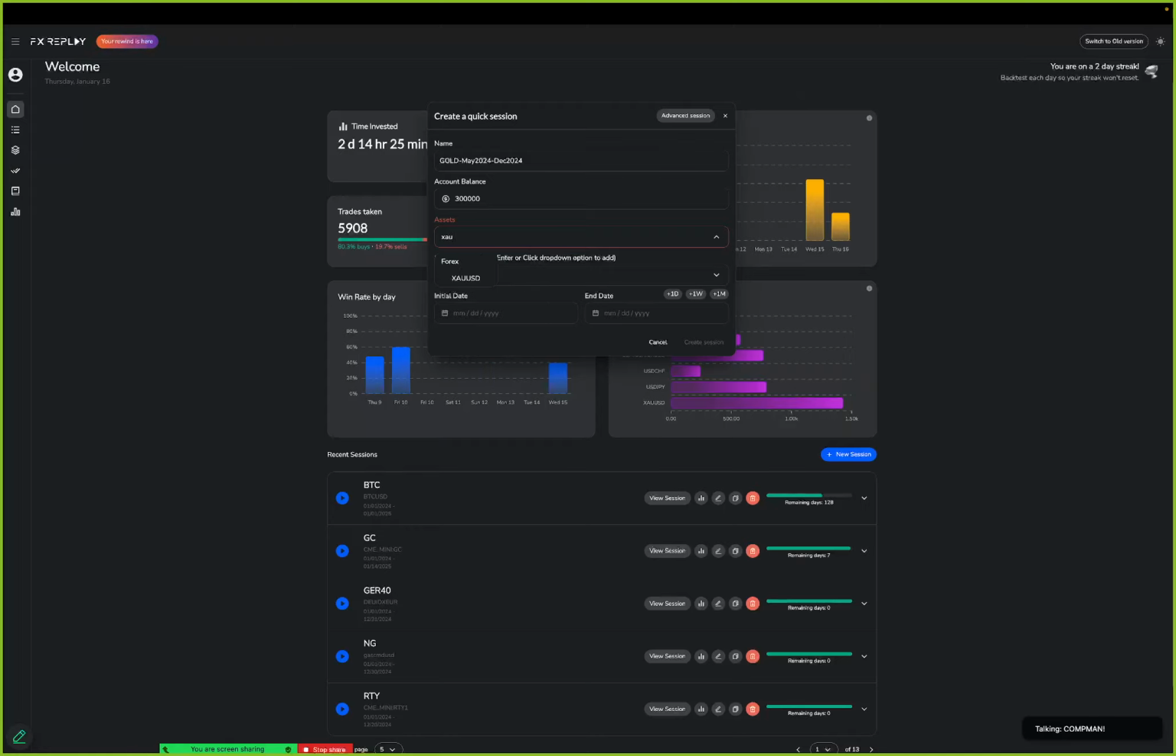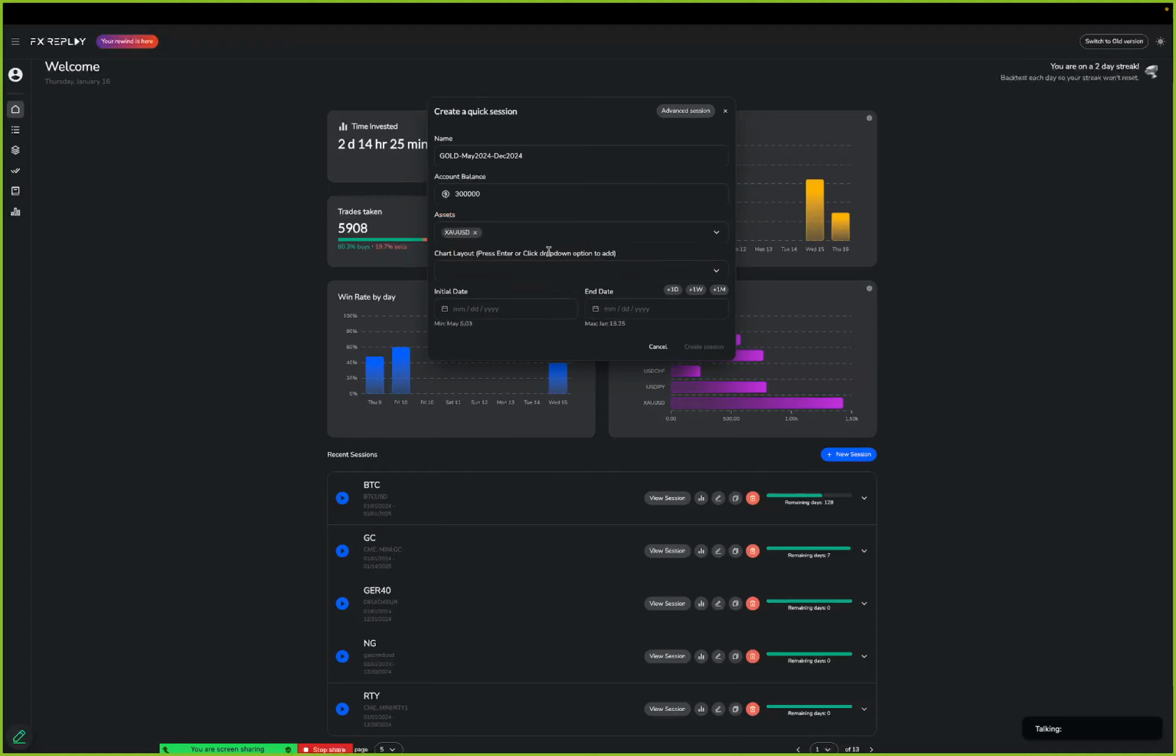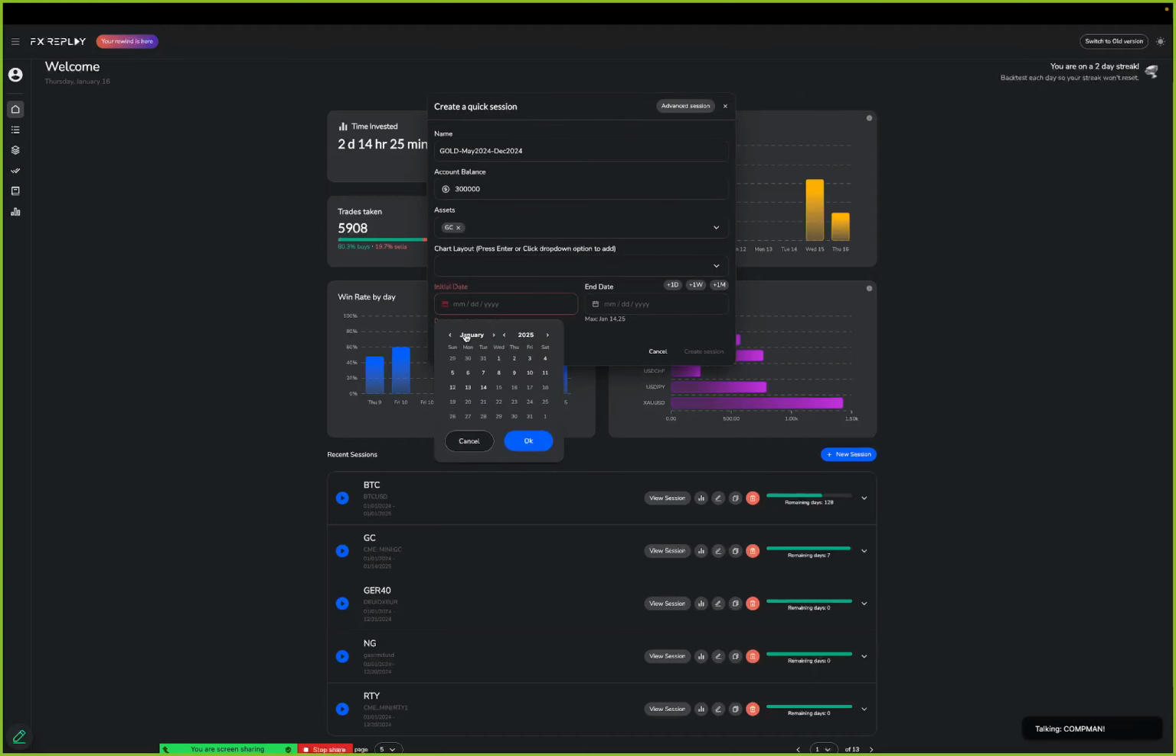Is it XAU or XAG? No, XAG is silver, I think. If you're saying gold, XAU, then yeah. So we can do Forex or we can do futures. I like futures. Yeah, you can do futures, not that it changes anything. So we'll do May 2024 and just start from the beginning.